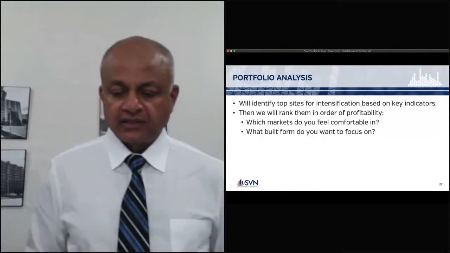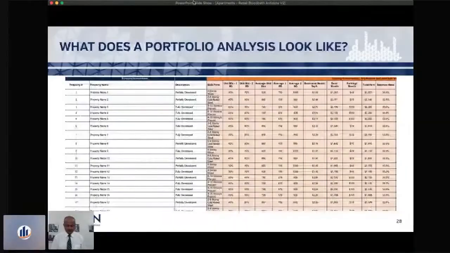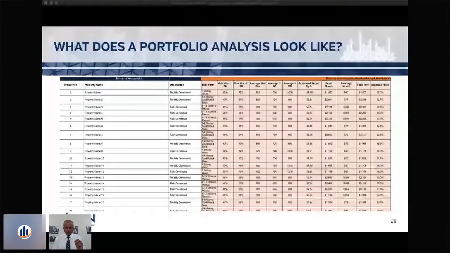Okay, so on this last table, what I'm going to show you is sort of what this looks like, and we can zoom in on this a little bit. So what we're going to do is sort of give you the property name, a description of the property, and then the built form that we think you should be building on that site. So can we zoom in on this a little bit? So the build form is the 4th column over. So here we're saying build, 4-story wood.